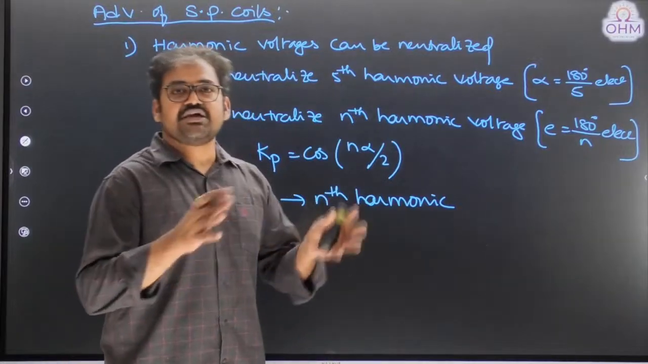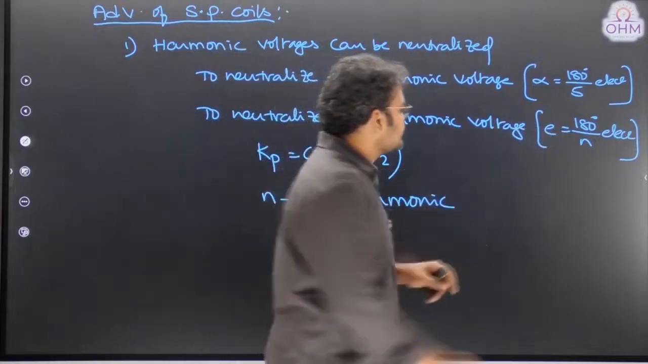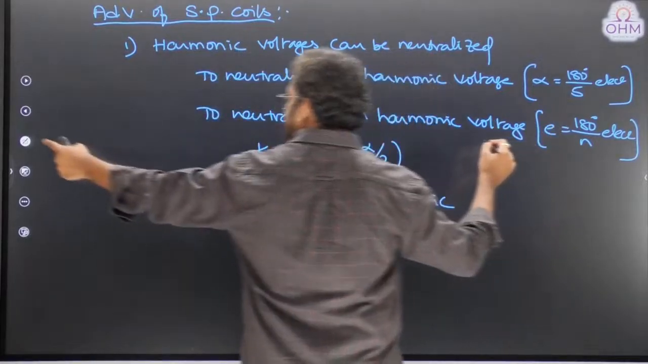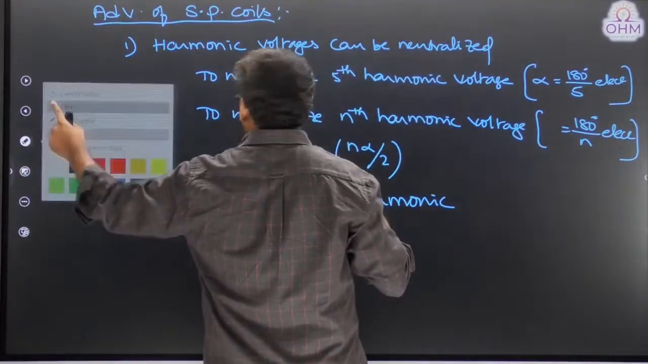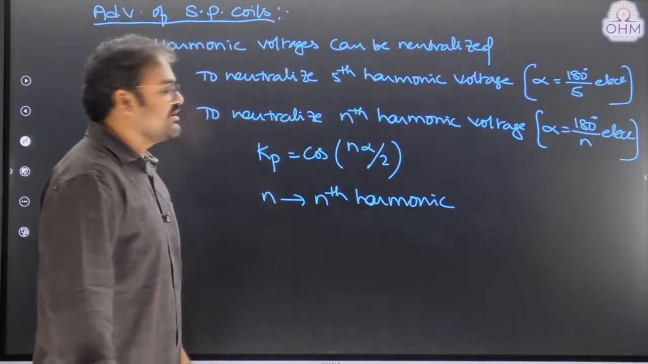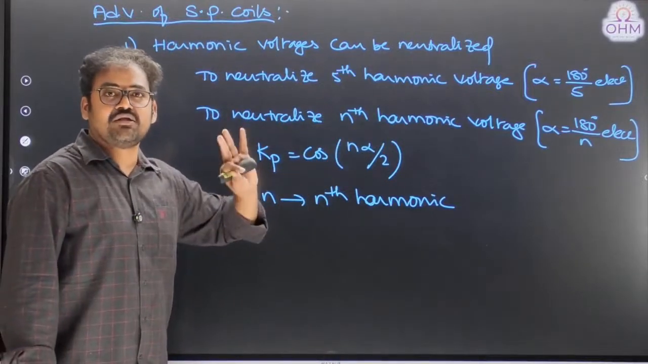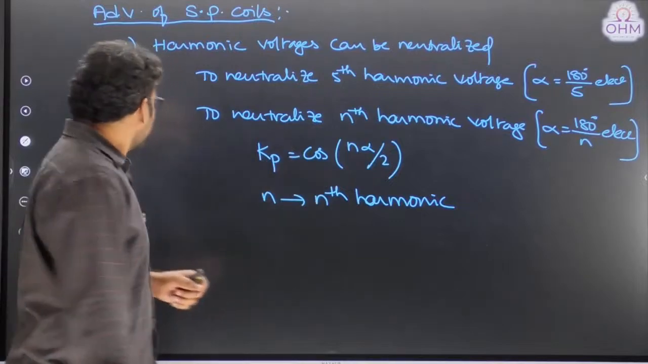And to neutralize the nth harmonic voltage, what is the short pitch angle required? I should write alpha right here. The value of alpha is equal to 180 degrees by n electrical degrees. If I use that much short pitch angle, harmonic voltages can be neutralized.